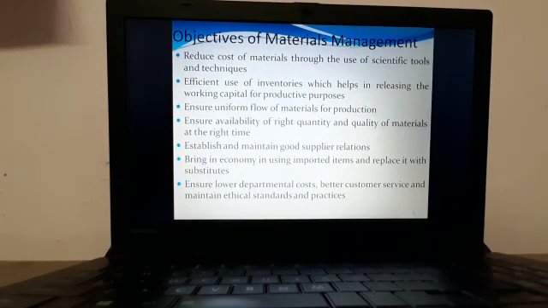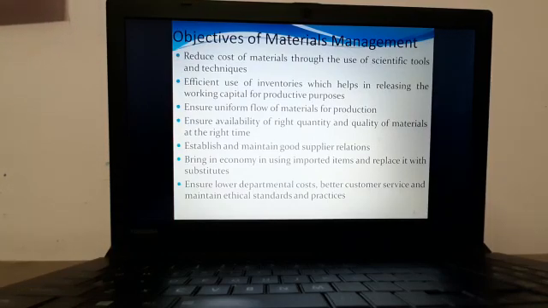So what are the major objectives of material management? The major objective is to reduce the cost of materials by means of scientific tools and techniques, and efficient use of inventories, which helps in releasing the working capital for productive purposes. That means efficient use of inventories should go directly into the productive purposes. We should not waste any materials over there.